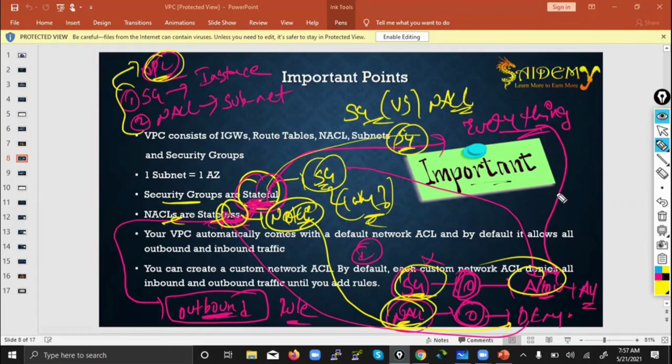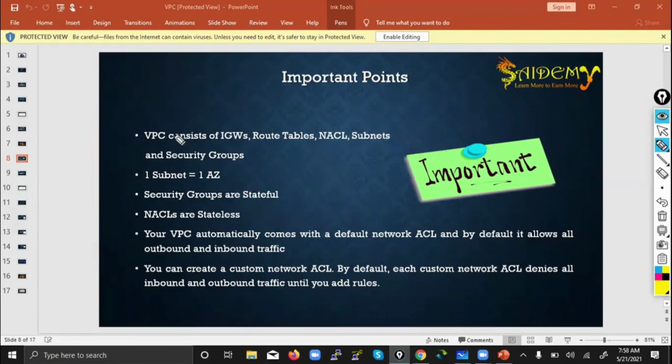If you don't keep some blind rule like this, you have to learn by heart. It is up to you whether you will memorize or keep a blind rule with some story behind it. If you remember something with the reference of a story, then you can remember forever. You don't need to forget. So that is it: security groups are stateful and NACLs are stateless.